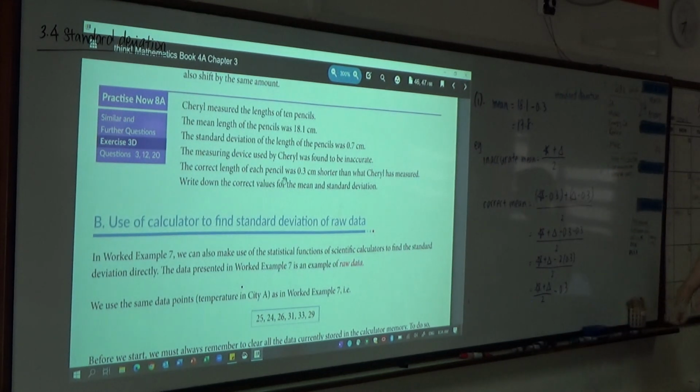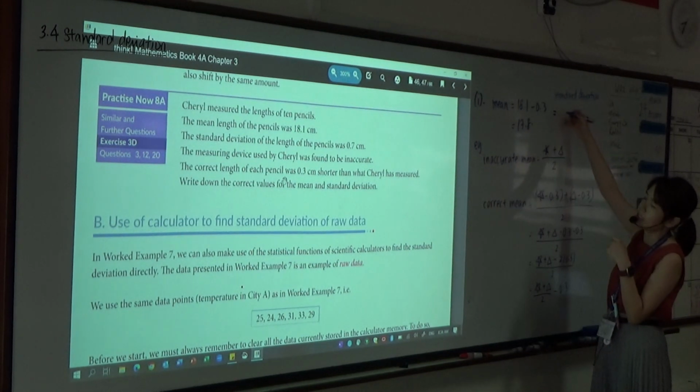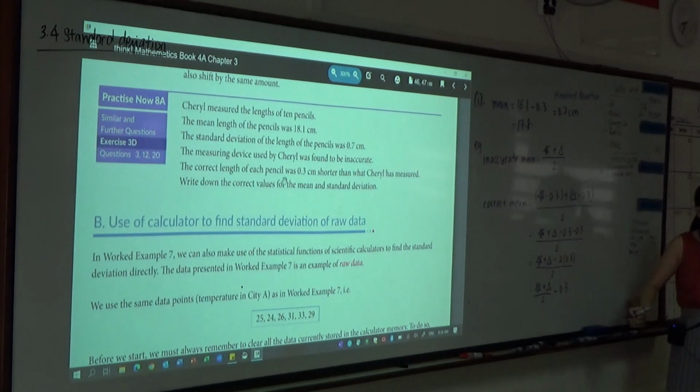The standard deviation actually has no change at all despite the inaccuracies. So the standard deviation will still remain at 0.7 cm. Why is that so? Because while the exact values change and reduce going down the line, the deviation from the mean value actually doesn't change, because everything shifts. All the data values end up shifting.